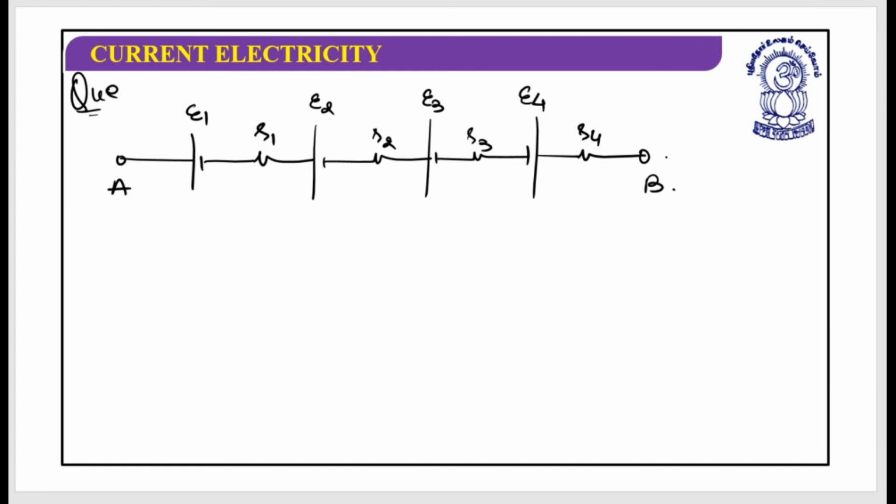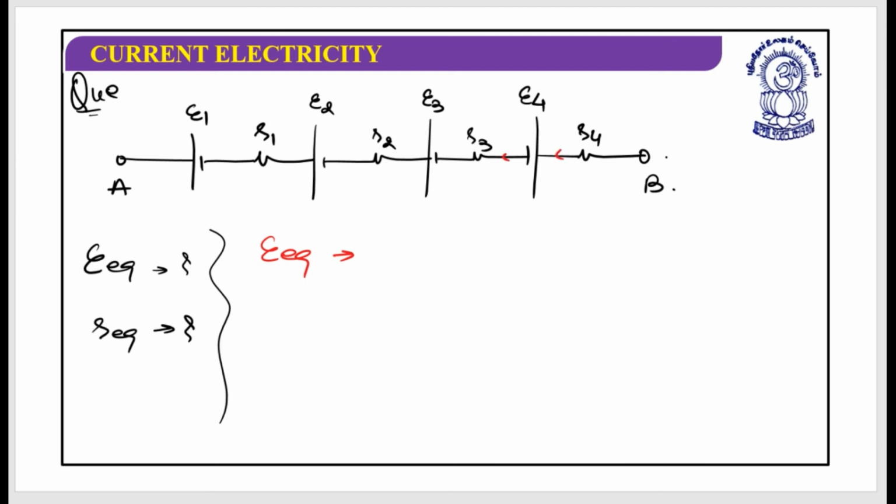Now I require two things: the E equivalent and the R equivalent. This is what my requirement is. Let's do it very quickly. So how could I find out the E equivalent? First thing, whether these are all connected in series or parallel.